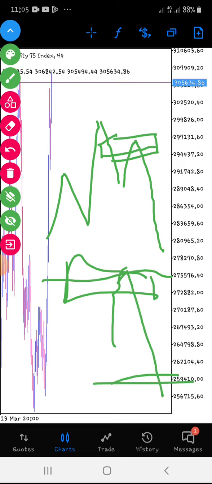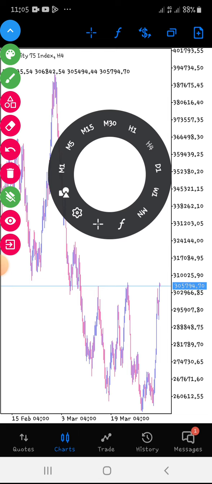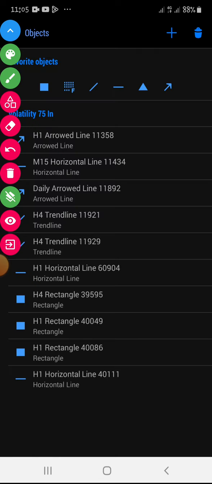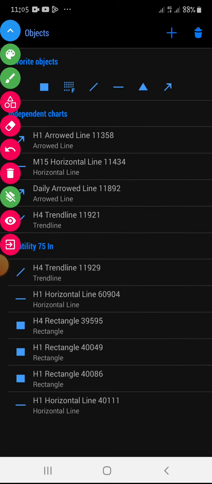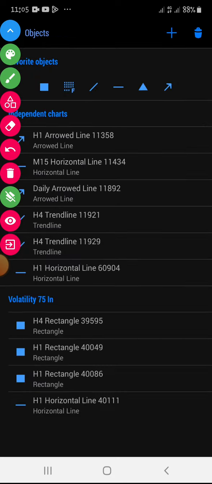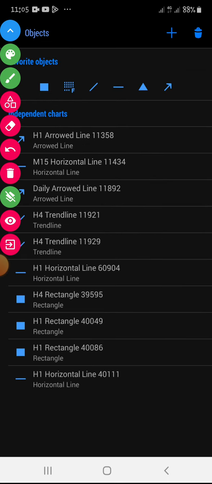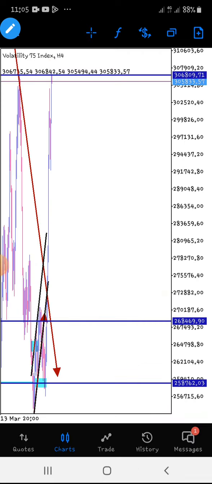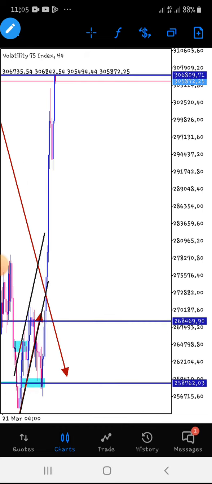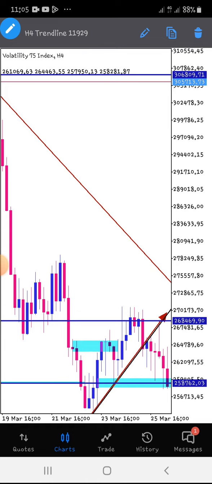So let me show you an example, guys. You can see here in H4 right now. Let me bring the charts so that you can see them very well. We have been in a downtrend, guys. You can see the market was going down. Let me remove some zones here so that you don't get confused.